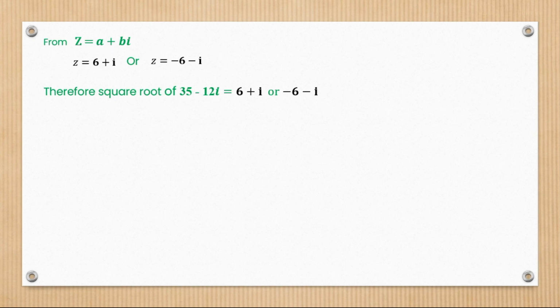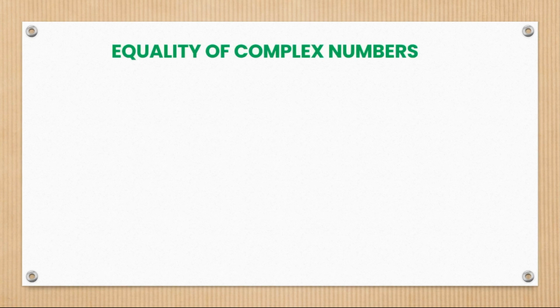So from z is equal to a plus bi, you can see that z shall be equal to 6 plus i, because when a was 6, b was equal to 1, and when a was negative 6, b was equal to negative 1. So we end up with the square root of 35 minus 12i being equal to 6 plus i, or negative 6 minus i. And hence that's how we find the square root of different numbers. Alright, so let's move to another part.